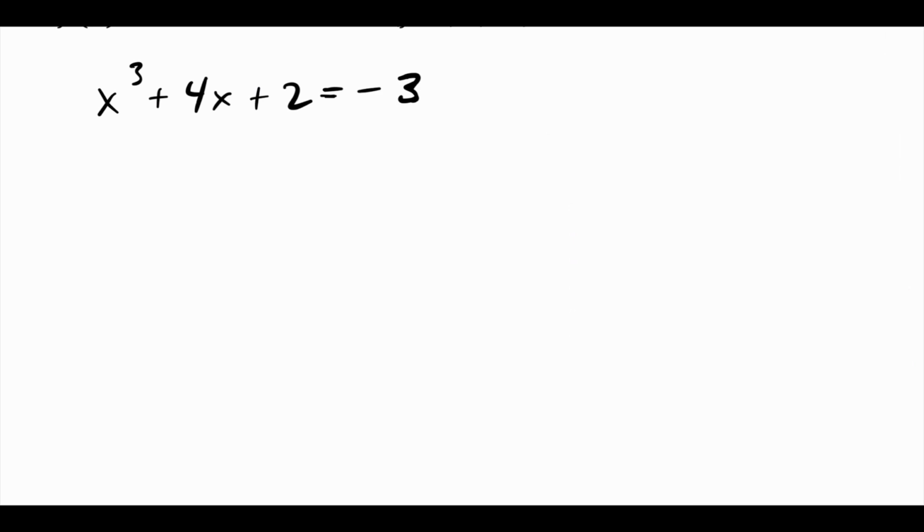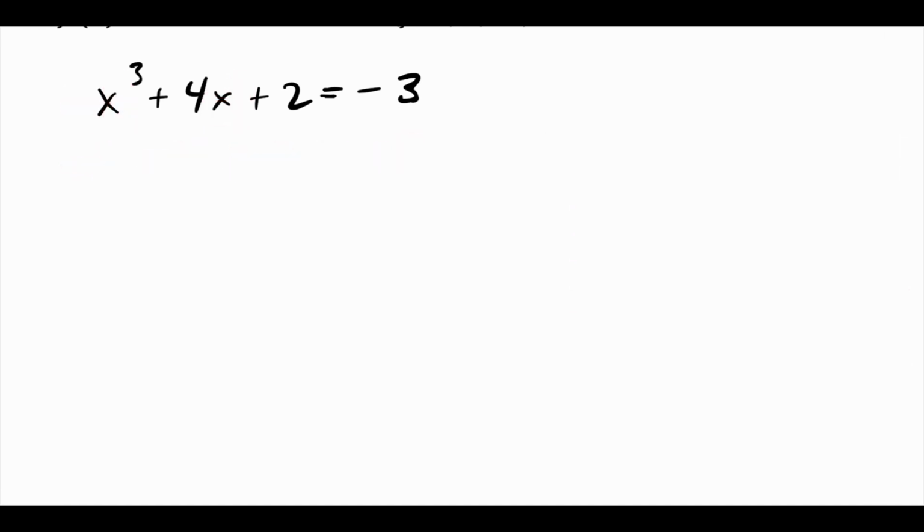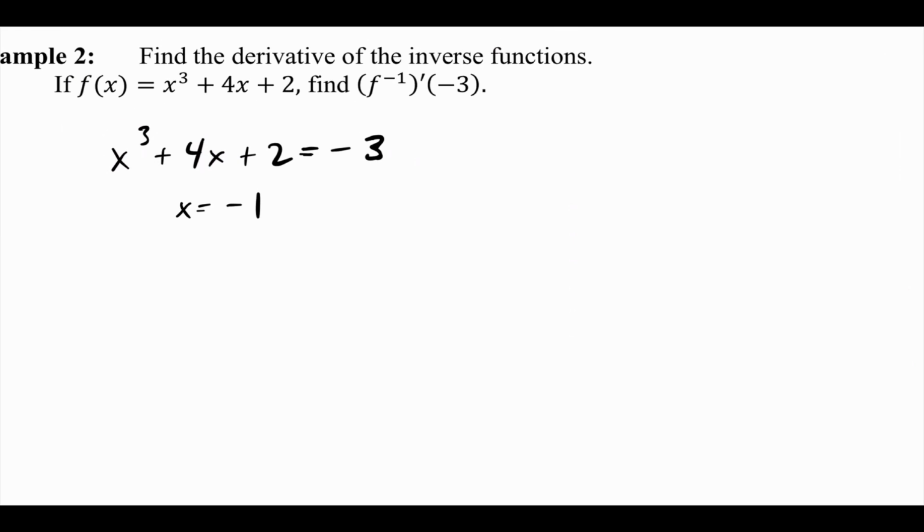-1. So if I were to plug in -1 here and here, -1 cubed is -1, minus 4, plus 2. That would equal -3. So x is equal to -1. That's our first step. That was our first step.